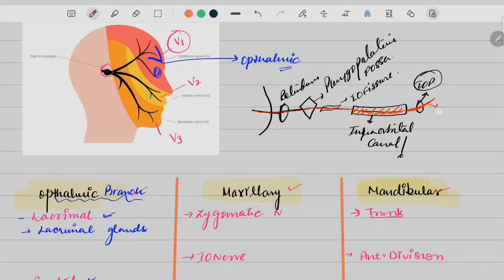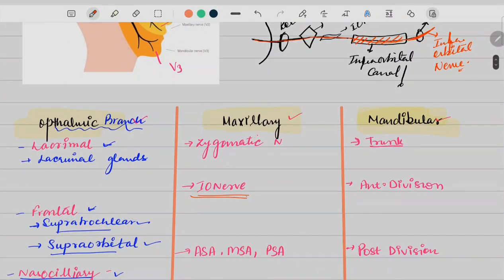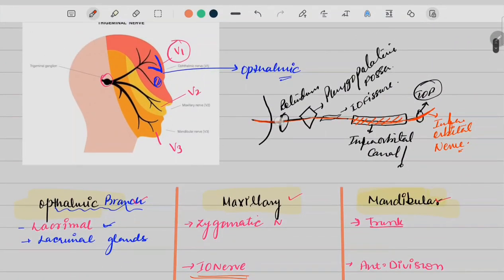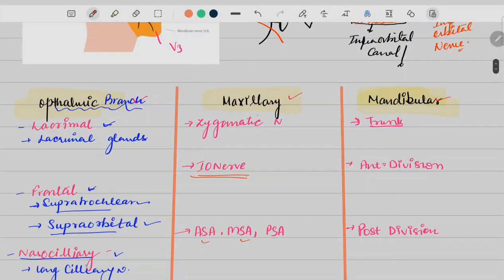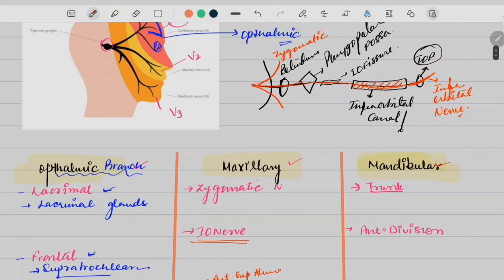When it comes out through the infraorbital foramen, this is said to be the infraorbital nerve. So one branch here is going to be the infraorbital nerve. The other branch that we have here is the zygomatic nerve. The one branch was going out like this, the other went up, and this was your zygomatic branch. The third one comes down here and this is the ASA, MSA, and PSA. This is the anterior superior alveolar nerve, the middle superior alveolar nerve, and lastly the posterior superior alveolar nerve. These are the three branches, and this is what goes down into the alveolar socket region, supplying the teeth.